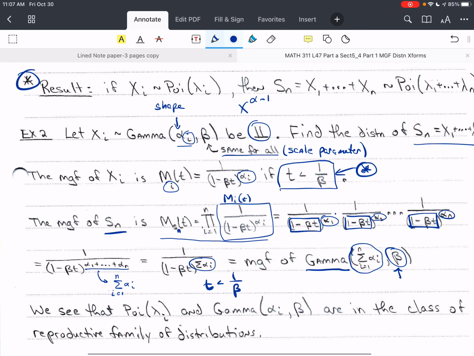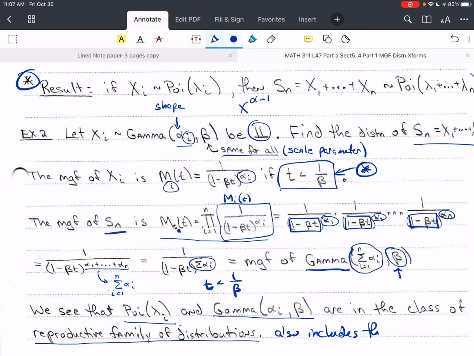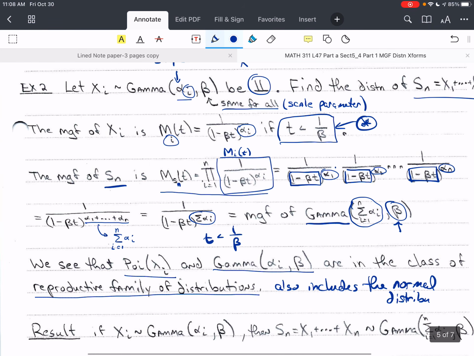Okay? And we see that the Poisson lambda i and the gamma alpha i, beta are in this class of reproductive family of distributions, which also includes the normal distribution. This is not true for other distributions. So here's your result that you need to write down for this example.